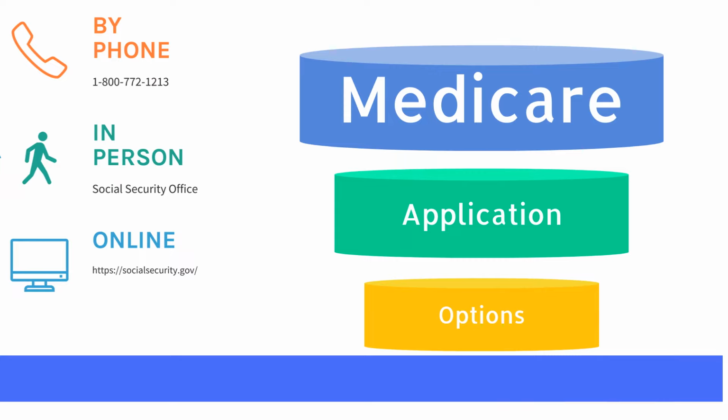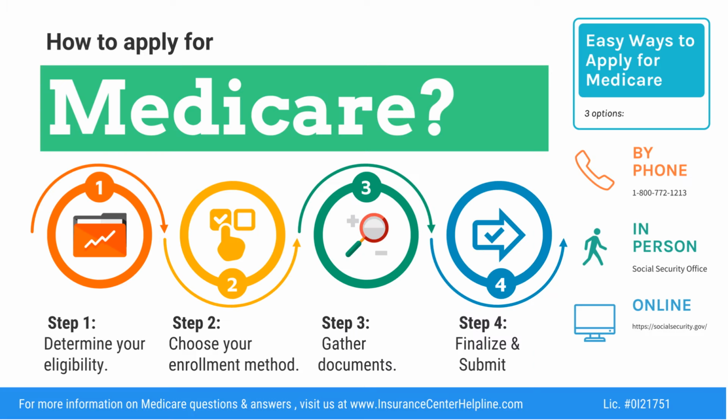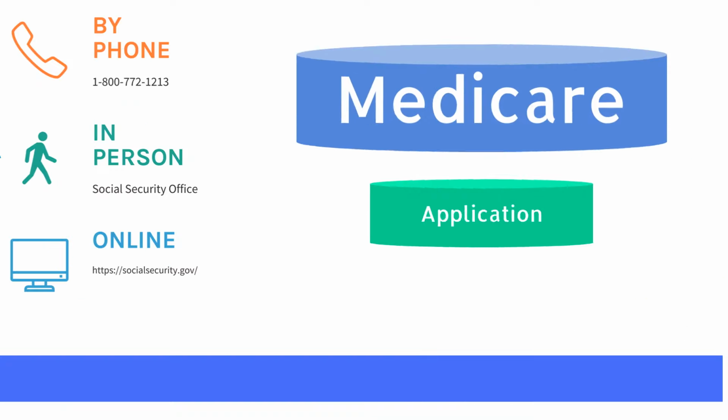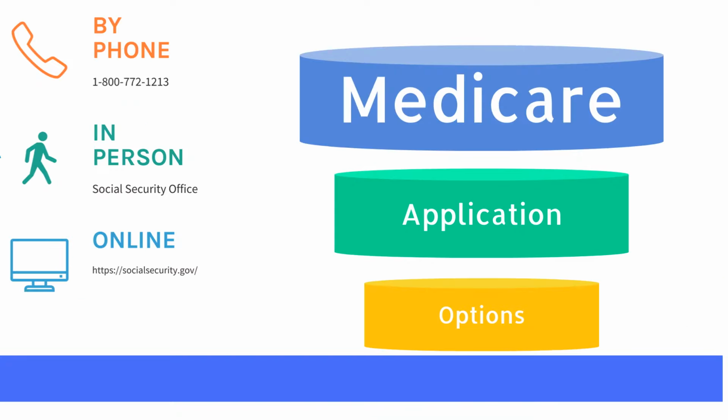Now, the next step is basically complete the application, whether you choose to apply online, over the phone, or in person. Basically, you would have to follow the prompts and provide accurate information. Double check your details before submitting to avoid any delays in the application process. Next step is pretty obvious. You basically submit your application after completing all the necessary steps.